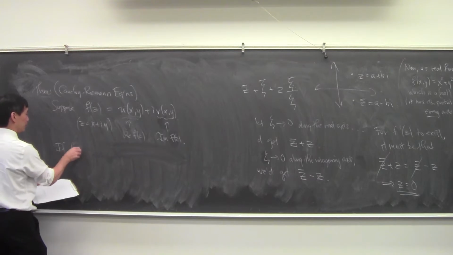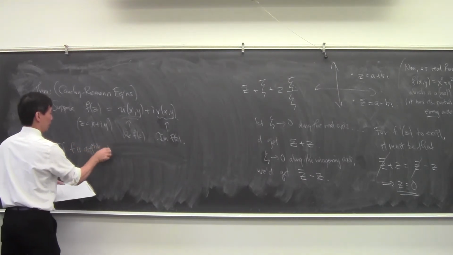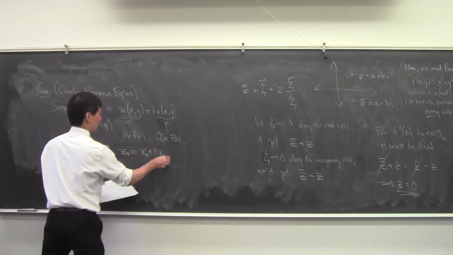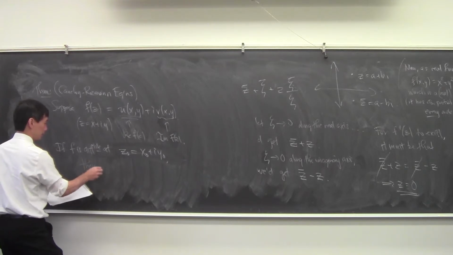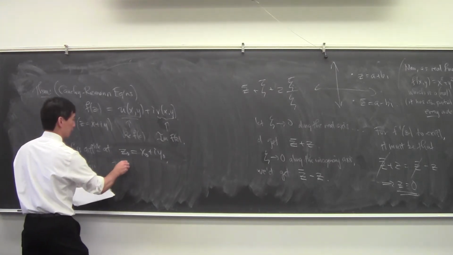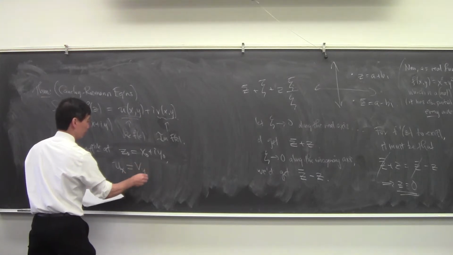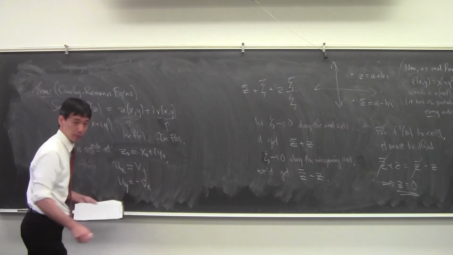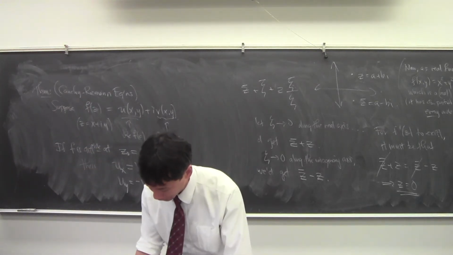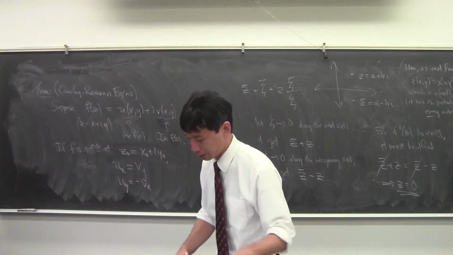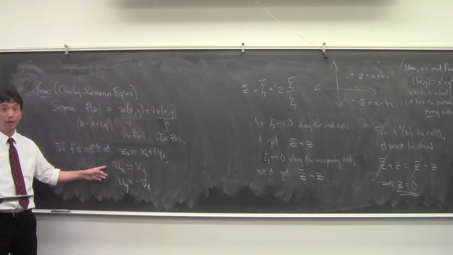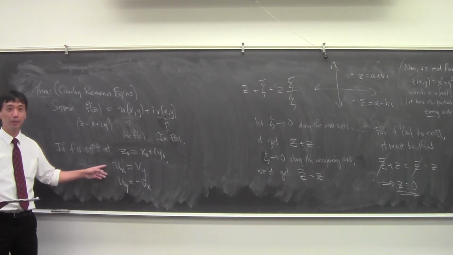If f is differentiable at some point z naught, being x naught plus i y naught, then in fact the partial of u with respect to x must equal the partial of v with respect to y. The partial of u with respect to y must be the negative of the partial of v with respect to x. So this is the restrictiveness.